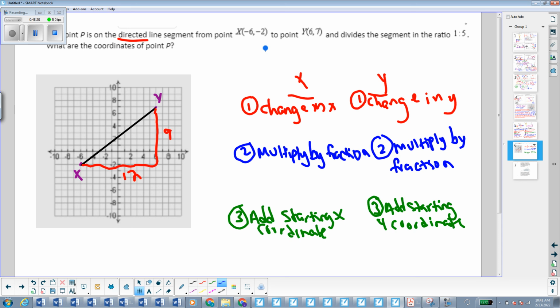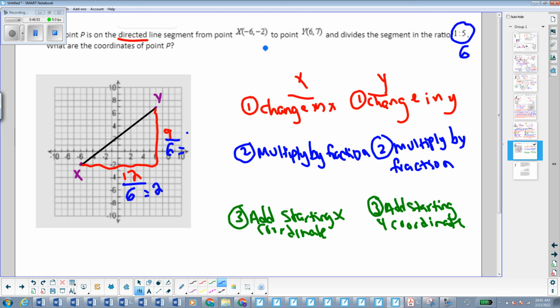So I see that we're dividing the segment in a ratio of 1 to 5. So that means that we're dividing the segment into 6 pieces or parts in total, because 1 plus 5 is 6. So what I'm going to do is divide the 12 by 6, and I get 2. And I'm going to divide the 9 by 6, and I get 1.5.